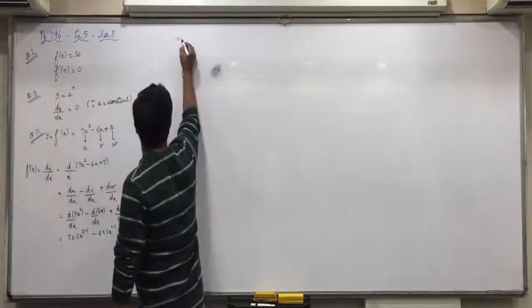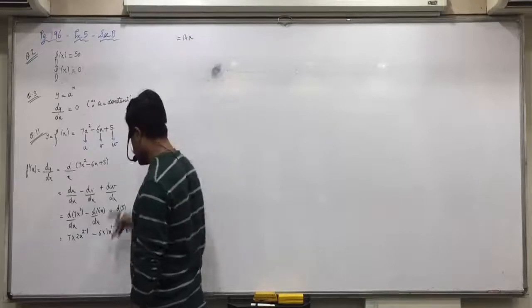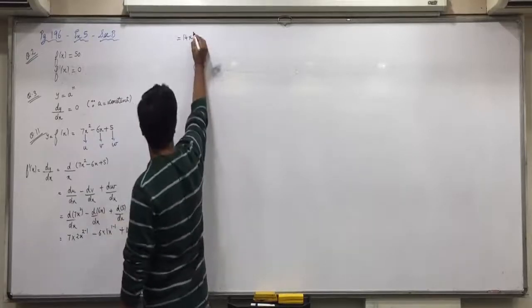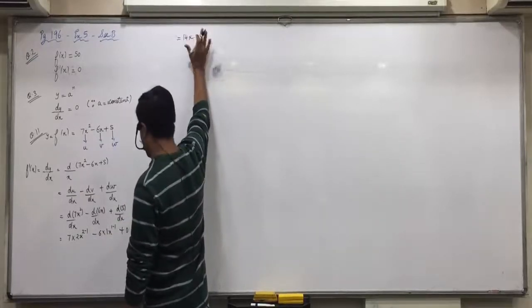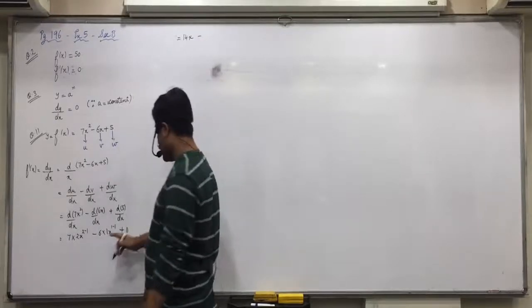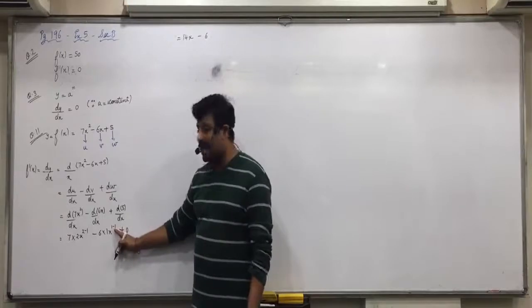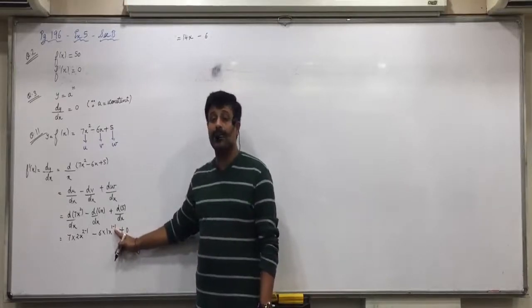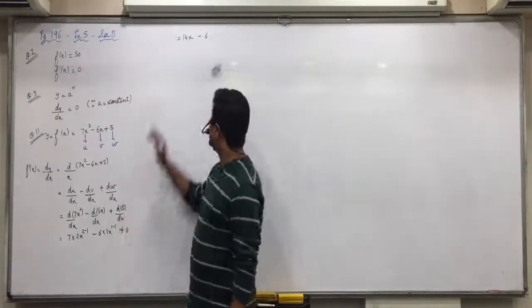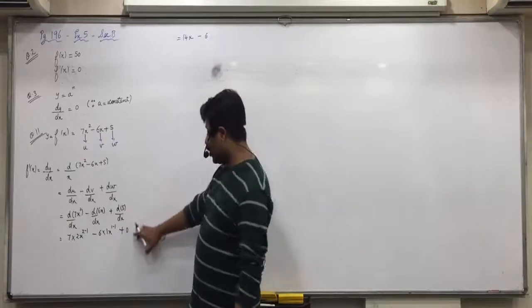Now 7 into 2, 14x. 2 minus 1, 1. So do I need to write 1? Only 14x minus 6 into 1, 6. What is 1 minus 1? 0. Anything raised to 0? 1. So finally 6 will only remain. And do I need to write 0?